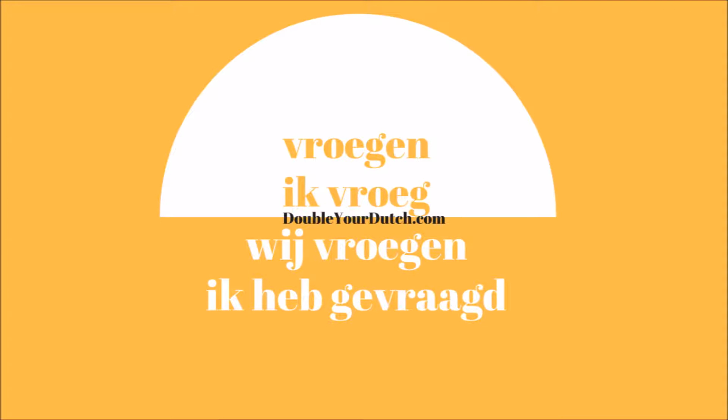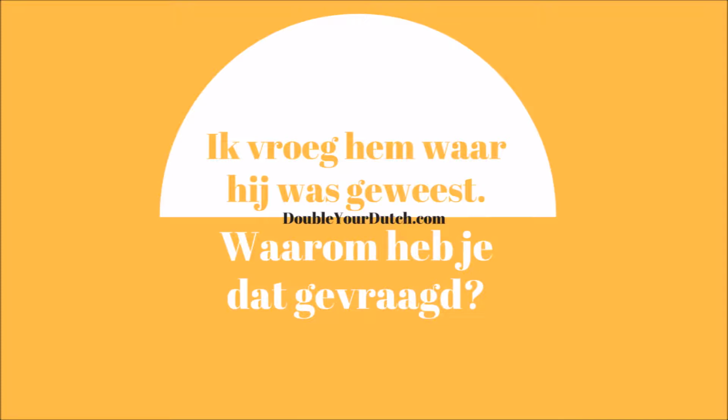Gevraagd. Is the G soft? No. So it ends with a D. Okay, a few questions with the past tense. Ik vroeg hem waar hij was geweest. So I asked him where he had been. Waar hij was geweest, where he had been. I asked him, ik vroeg hem. Waarom heb je dat gevraagd? Why did you ask that? Why have you asked that?